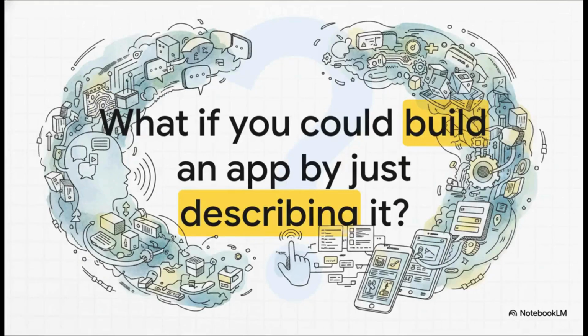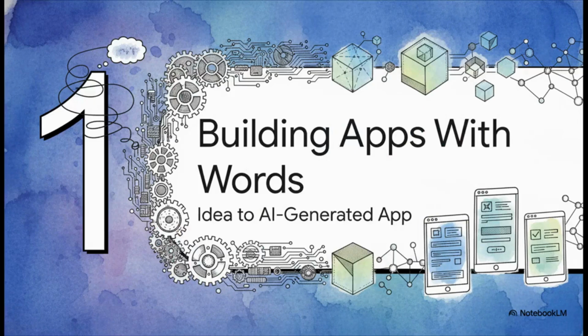But now, just imagine for a second, what if you could just talk your idea into existence? Literally describe what you want, how it should look, what it should do, and an AI just builds the entire thing for you. This is the big question Infinity Ground is trying to answer. So, how in the world does a system like this actually work? Let's dive into the mechanics of turning a simple thought into a fully functional AI-generated application.